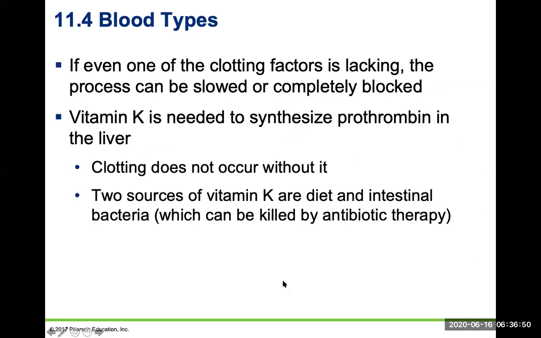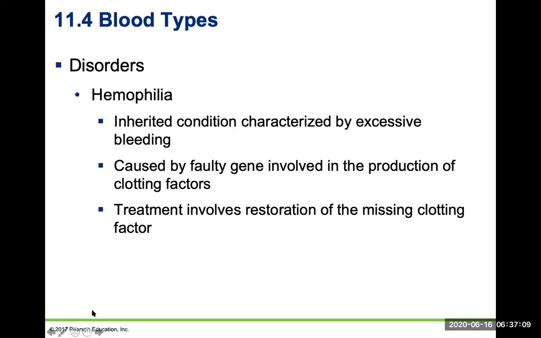If even one of the clotting factors is lacking, the process can be slowed or completely blocked. Vitamin K is important, and it's needed to synthesize prothrombin in the liver, and clotting will not occur without it. Two sources of vitamin K are your diet and intestinal bacteria. Disorders of blood clots: hemophilia is an inherited condition characterized by excessive bleeding, caused by a faulty gene involved in the production of clotting factors, and treatment involves the restoration of the missing clotting factor.